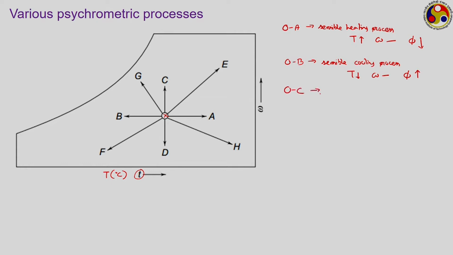Process O to C, what kind of process is this? Temperature is constant, specific humidity is increasing. So, this is a humidification process.